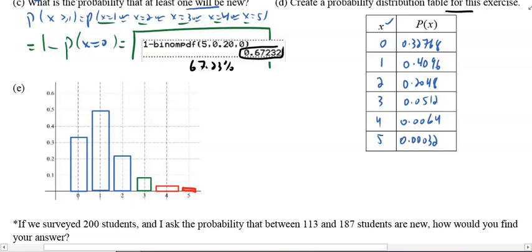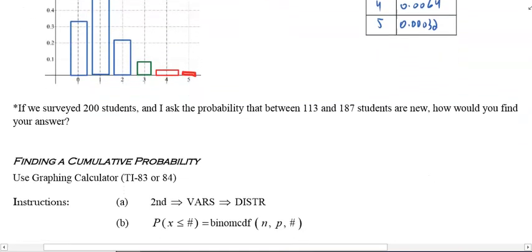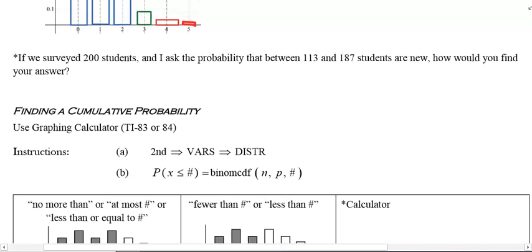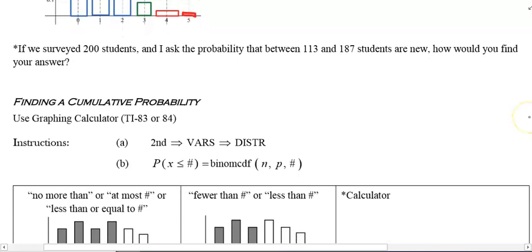Now, the beauty of this calculator, they figured everything out for any distribution that we use, and they programmed all the formulas in. We just have to get used to how to access those. If we survey 200 students, and I ask the probability that between 113 and 184 students are new, how would you find your answer?